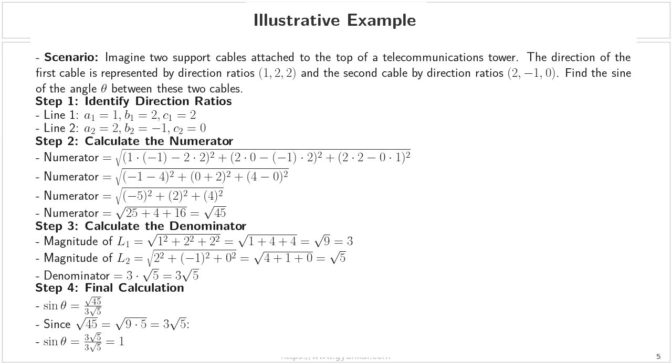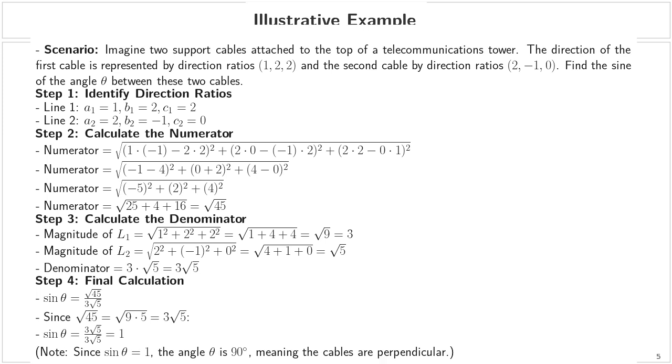As a concluding note for this example, since the sine of theta equals 1, we know that the angle theta is 90 degrees. This tells us that the two cables are perpendicular to each other. As we will discuss in the next slide, being extremely careful with your signs during step 2 is vital to reaching this correct conclusion.